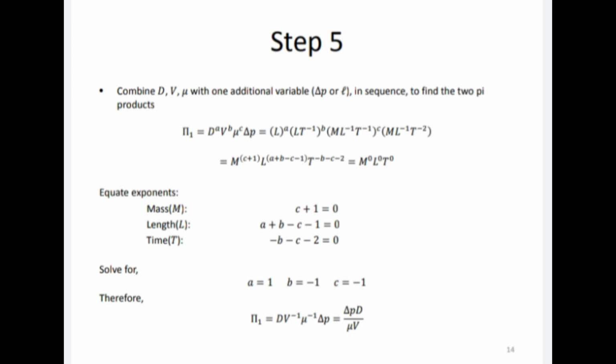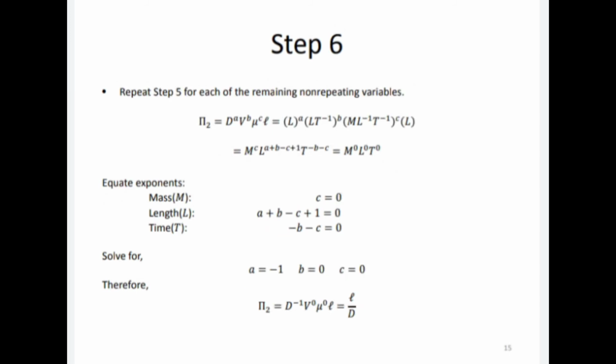From this we can equate the exponents and we can do the equations. So c plus 1 is equal to 0, a plus b minus c minus 1 is equal to 0, and minus b minus c minus 2 is equal to 0. And if we solve all these simultaneous equations, we will get a equal to 1, b equal to -1, and c equal to -1. So therefore, we will get pi 1 is equal to delta p d over mu v.